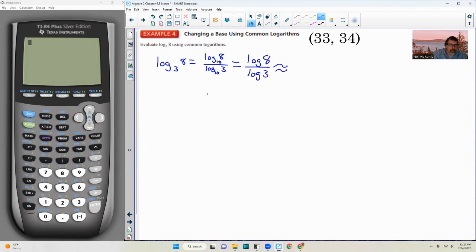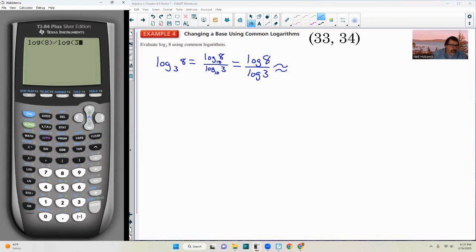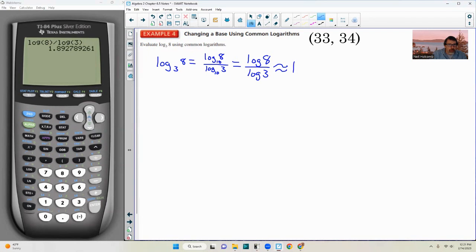And that's going to approximate when you put it in your calculator. So you just simply go log 8 parentheses divide log 3 parentheses, enter, and I got 1.89. It goes on, so I'm just going to go out 3 decimal places to 1.893. Okay, and that's how you do it. It's really simple. Log of this divided by log of that. Now you should be able to do problem numbers 33 and 34.